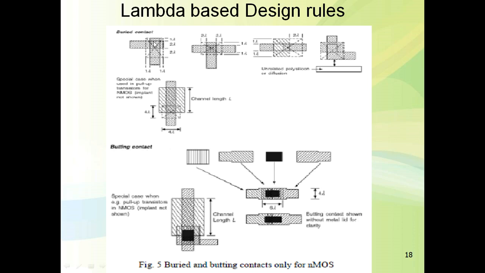So this is the poly path and this is the diffusion path. There will be an extension of 2 lambda in order to avoid formation of an unwanted transistor. The contact cut is shown by the broken line. So this is the contact cut, it is shown by the broken line.